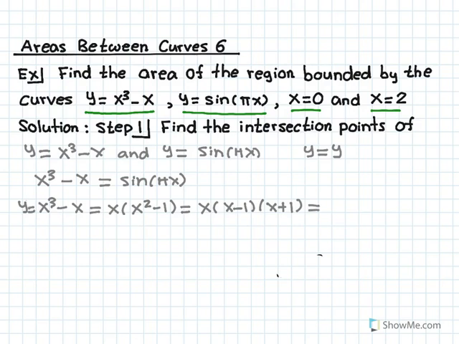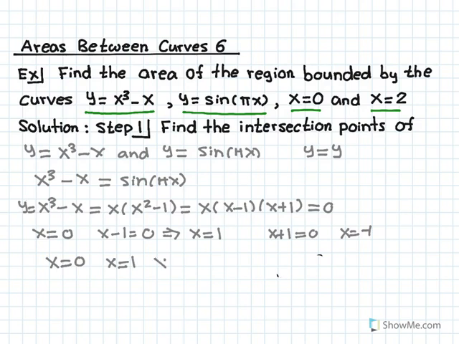If we make this equal to 0 and solve for x, we get x equals 0. We get x minus 1 equals 0, which gives us x equals 1. And if we make x plus 1 equals 0, we get x equals negative 1. So what we have is x equals 0, x equals 1, and x equals negative 1, and of course y equals 0. These are the x-intercepts of the function y equals x cubed minus x.